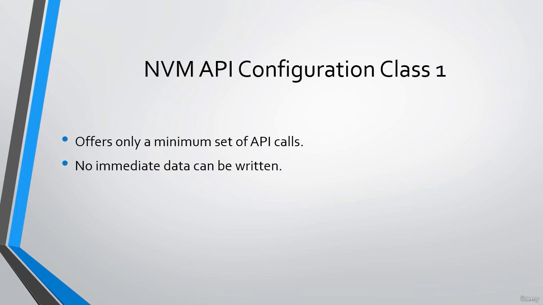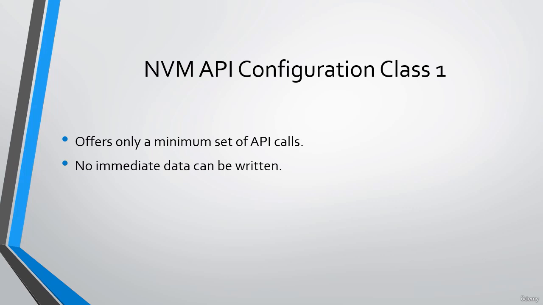Now, in this case, we will not support any immediate data to be written. So what do we mean by immediate data? There are two ways we can store information. One is immediate, and the second one is deferred. If we want to store immediately, we have to update the value to the NV block, then we have to go for the immediate data transfer. Otherwise, we have to go for the deferred.